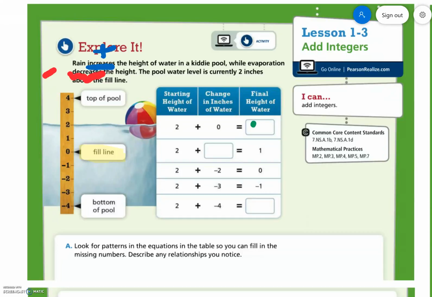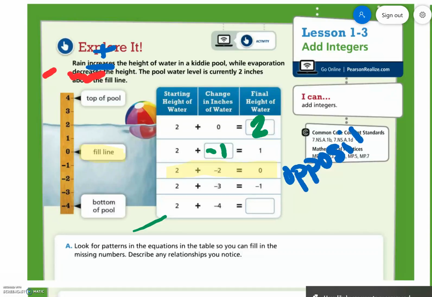2 plus 0 is 2. 2 plus what gives me 1? Well, we know it's got to go down in order to get to 1, so we're going to have to add a negative number, and it goes down by 1. 2 plus negative 2 is 0. We know that because these are called what? Opposites. We learned that last lesson. 2 plus negative 3 is equal to negative 1. 2 plus negative 4 is equal to negative 2.